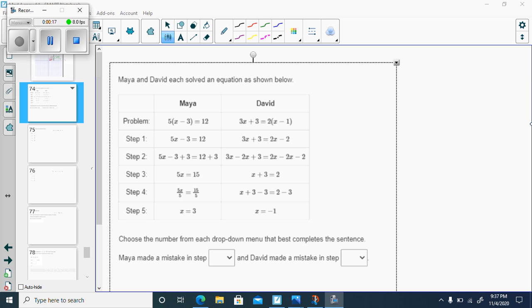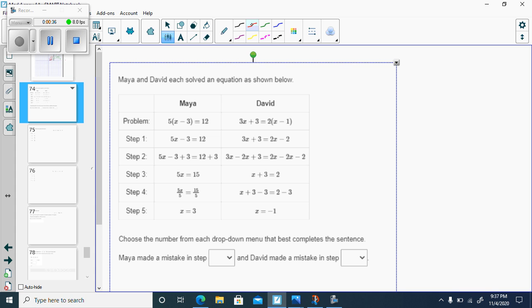Maya and David each solved an equation as shown below. Here's Maya, here's David. Here are their problems, and here are their solutions. Choose the number from each drop-down menu that best completes the sentence. Maya made a mistake in step blank. David made a mistake in step blank. Well, let's see where their mistakes are.